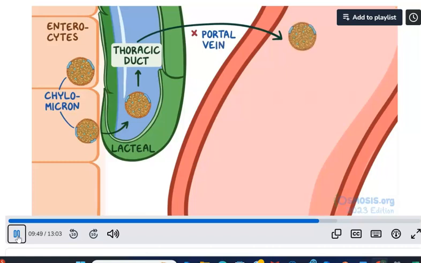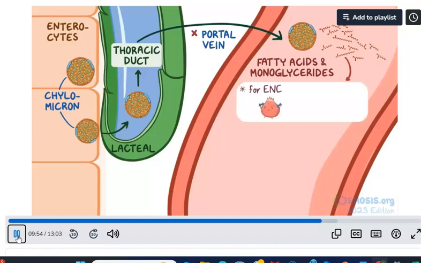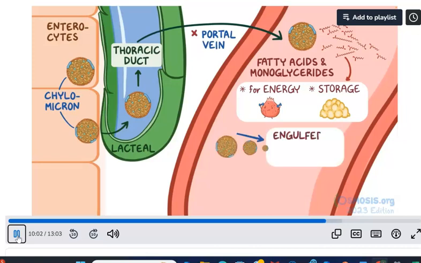Once in the blood, the chylomicron releases fatty acids and monoglycerides in peripheral tissues like muscle, which use them for energy, as well as adipose tissue which can store them. After delivering the triglycerides, the chylomicron shrinks in size and eventually gets engulfed by the liver.